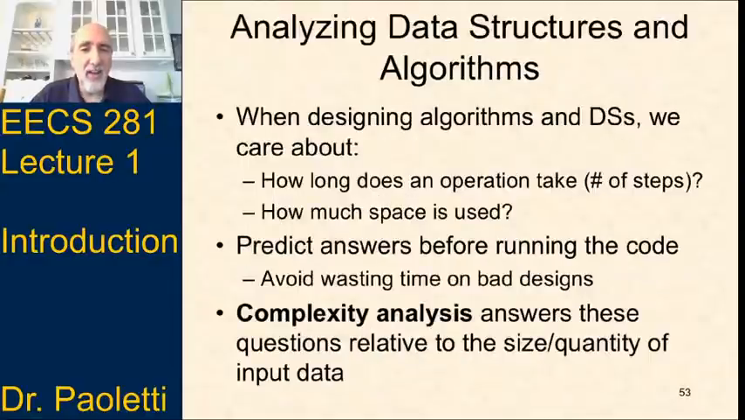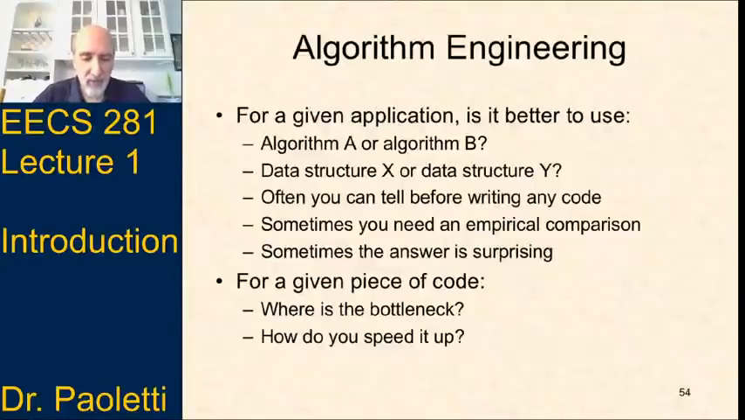And we're going to talk about how to analyze things. So when we design an algorithm and a data structure, how long does it take? We'd like to be able to do some prediction on this before we write the code so that we don't spend too much time on a bad design. And also when we do go wrong, we know where to look for what's causing us to go over time and/or over memory. So for a given application, is it better to use algorithm A or B? Is it better to use data structure X or Y? Sometimes we can tell before writing code. Sometimes we can't. Sometimes the answer is surprising.